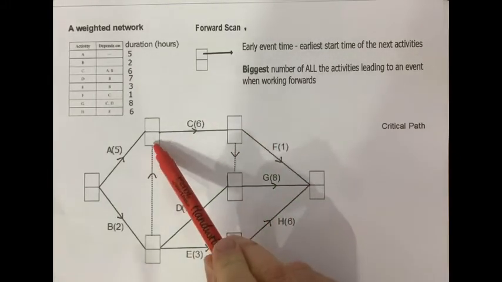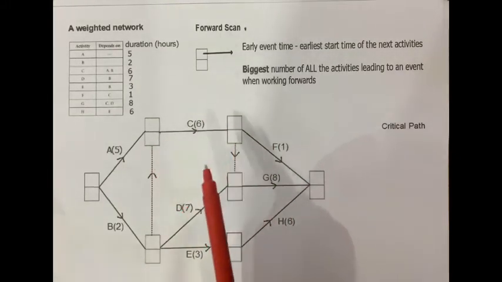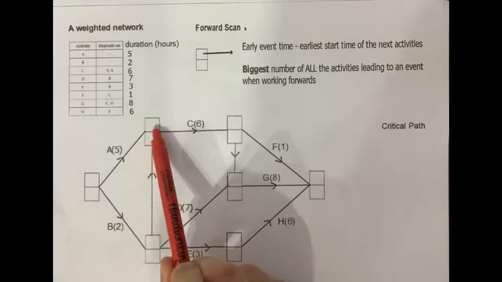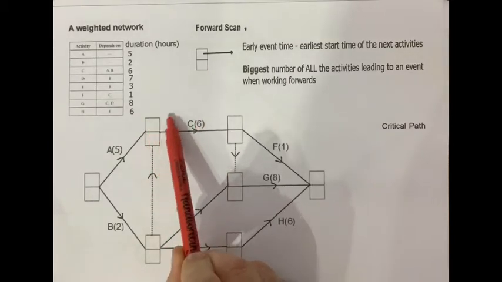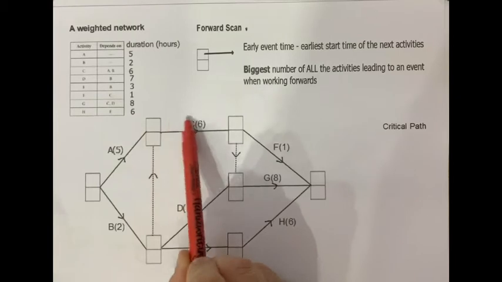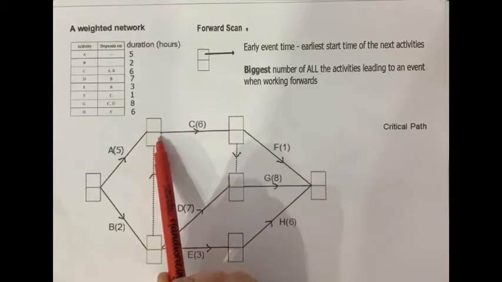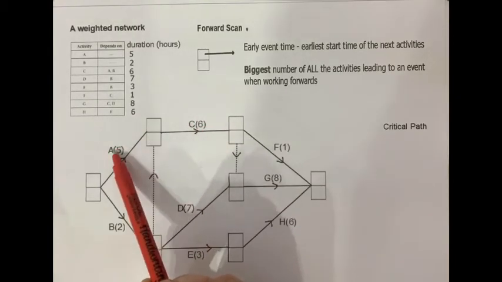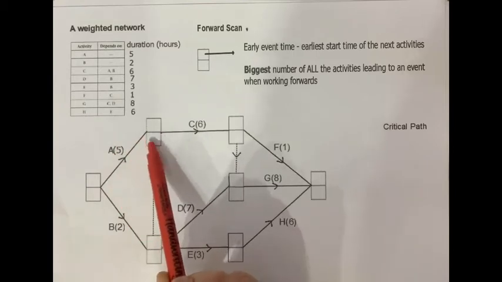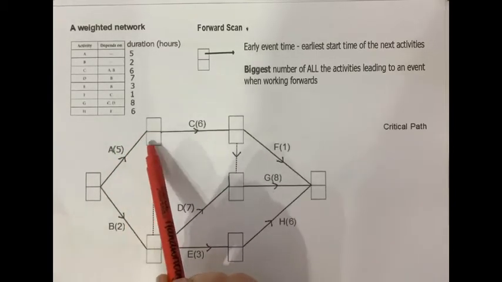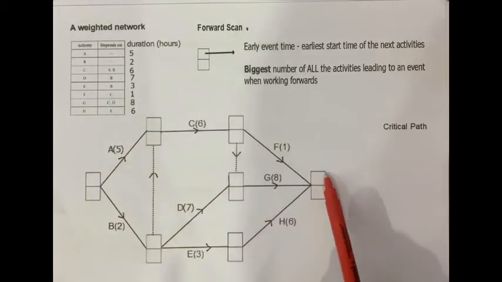The bottom numbers represent late times, and it's really important you realise that this box relates to the activities following on from it, so it relates to C. This box relates to the activities leading into it. So the late time is the latest all the activities going into it must be finished by. And if that doesn't happen, you have a delay in the overall time. And this overall time here is called the critical time. That's the shortest time the whole project could be completed.